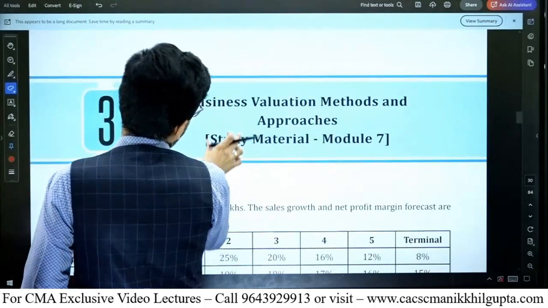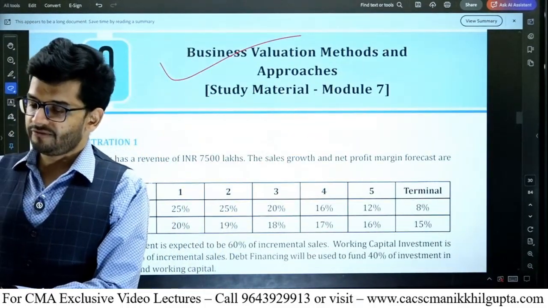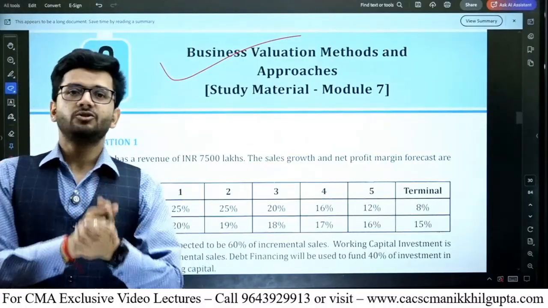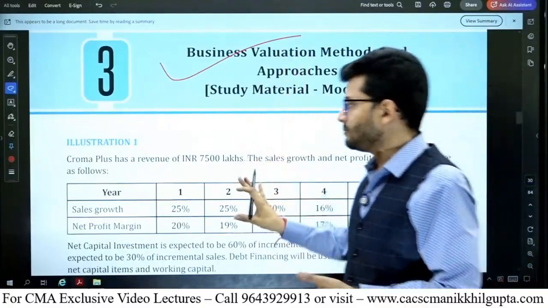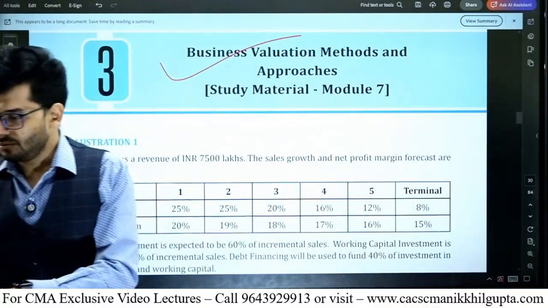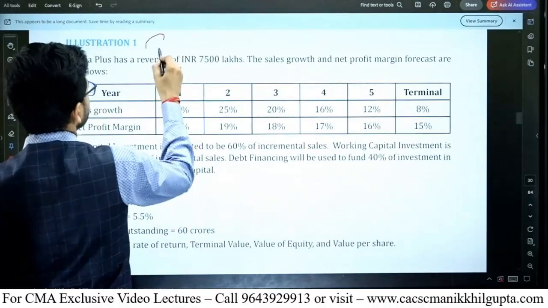Okay, got it. Very important again, business valuation methods and approaches. In my module, if you see my book, then I've clubbed these two chapters, basics of valuation and valuation approaches. I've clubbed these two chapters, but in your study mat, both of them are separate. So we'll do both of them separately only. Okay. All right. Yes, a very good question.